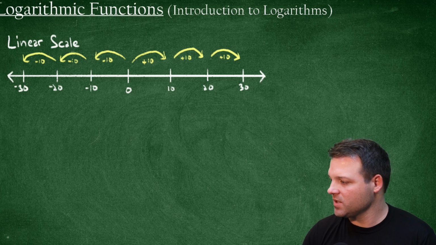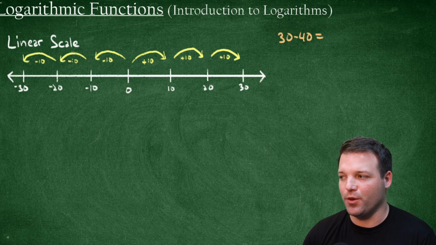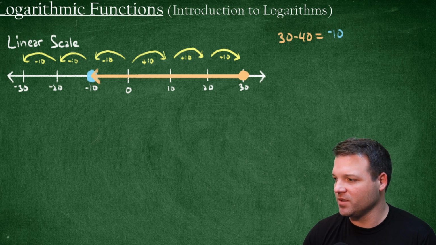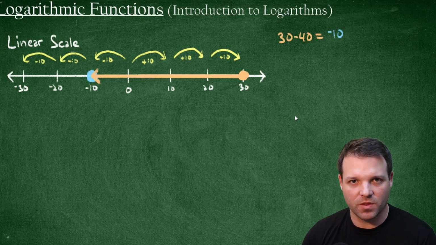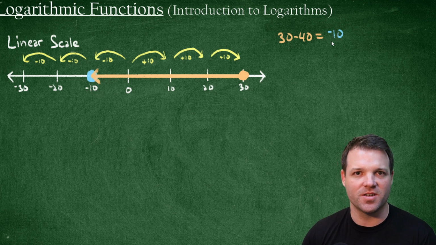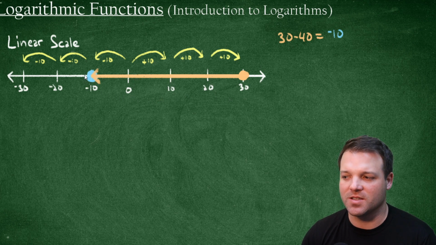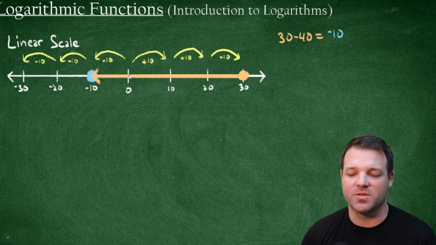Okay, so let's go ahead and use an example here. How would we actually use this scale? Well, if I had 30 minus 40, what could I do? If you go all the way back to 3rd and 4th grade, we'll start at 30 here, and we're going to go to the left 40, and we end up at negative 10, so the answer is negative 10. In other words, I'm subtracting 10, subtracting 10, subtracting 10, subtracting 10, 4 times, and I get negative 10.